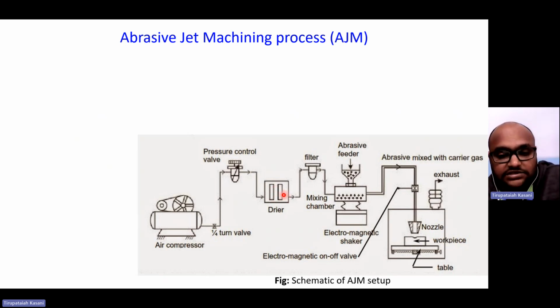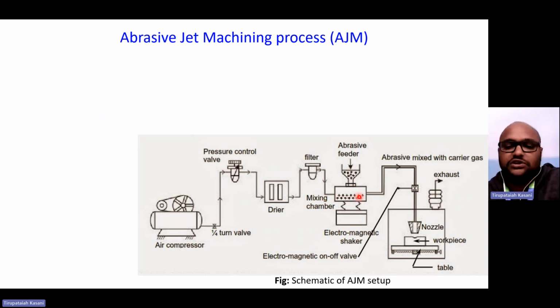Ambient air generally consists of vapor, right? Whatever moisture content is available in the ambient air will be removed using this dryer. Then it is further fed to the filter, wherein any fine dust particles will be removed by this filter, and then it is fed to the mixing chamber.